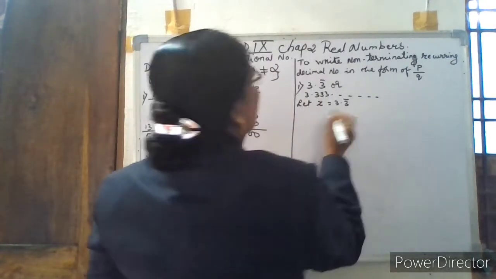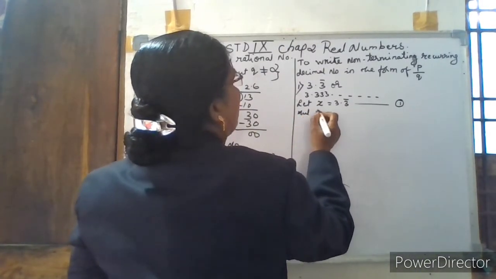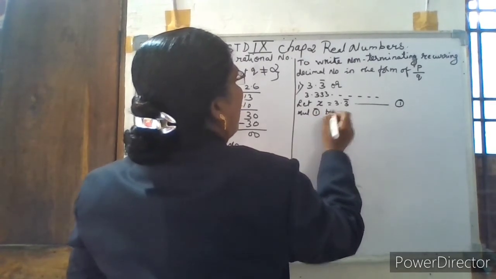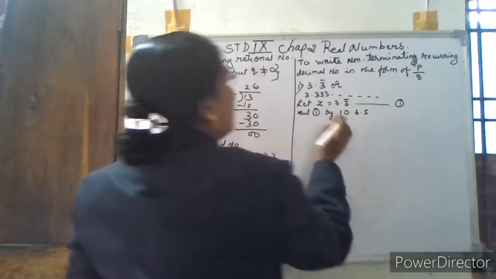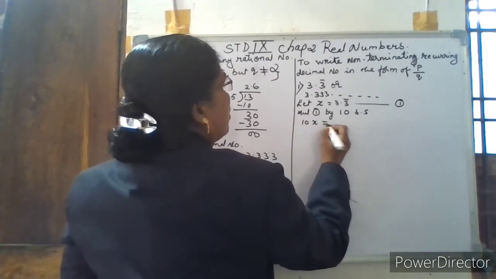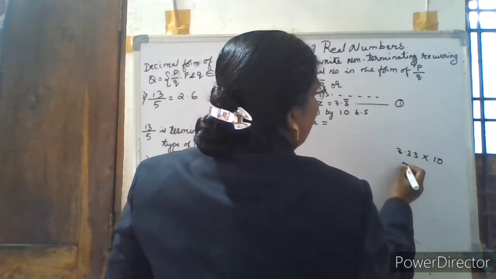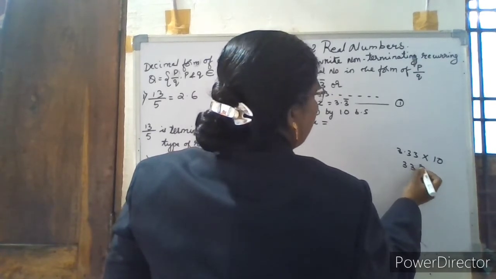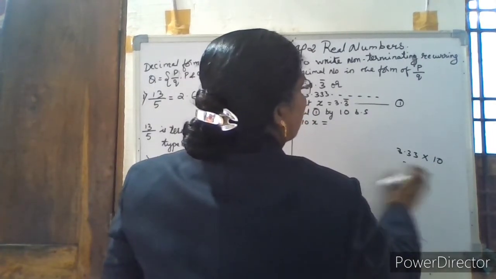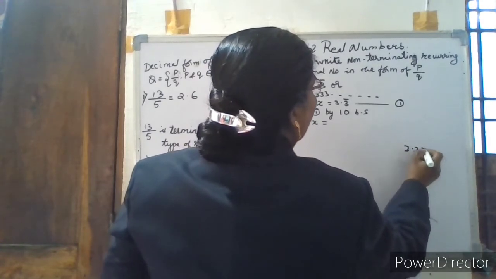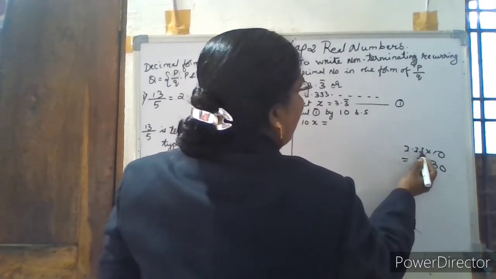So let us take x is equal to 3.3 bar. Multiply by 10 on both sides, so we get 10x is equal to, now when I multiply 3.33 by 10, the point will shift one place, and it becomes 33.3, with the recurring digits after the point.